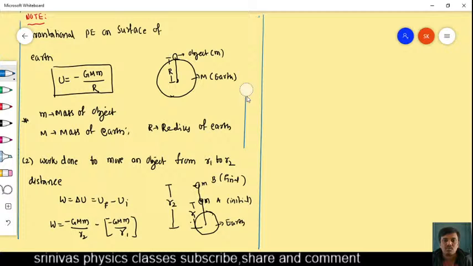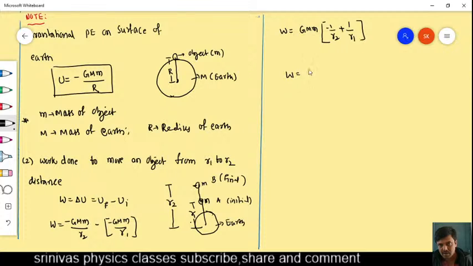If you simplify this, what will you get? If you have not understood any step, ask me. We can take GMm common here. Here we will get minus 1 by R2, plus, since minus minus is plus, 1 by R1. Then the work done formula you will get is GMm into (1 by R1 minus 1 by R2).